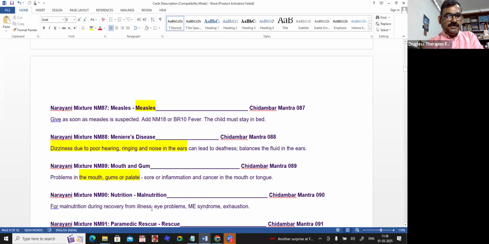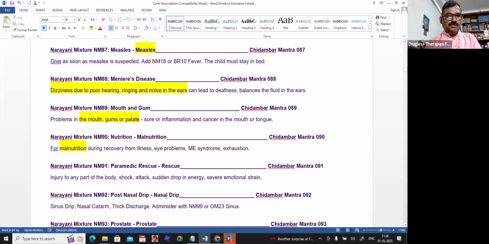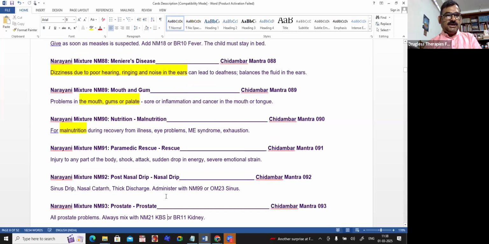And malfunctioning during the illness. What is malnutrition? This is a fantastic one, because all children have the malnutrition problem. Even though you give a lot of food, still they are thin and they don't eat. Injury to any part of the body, shock, sudden.